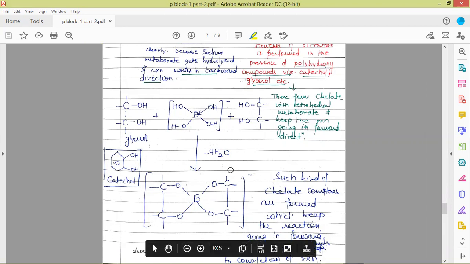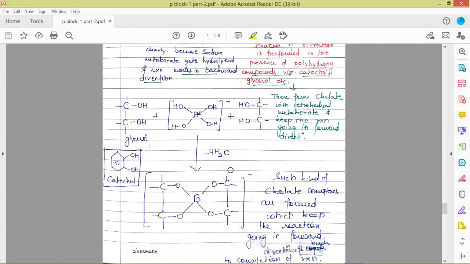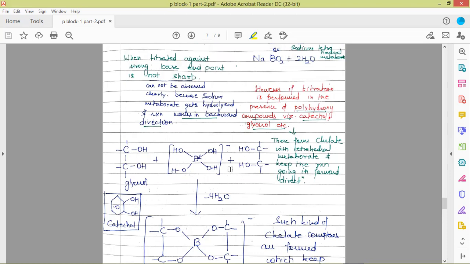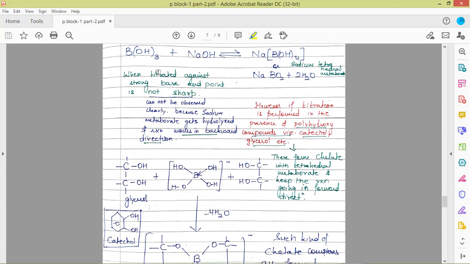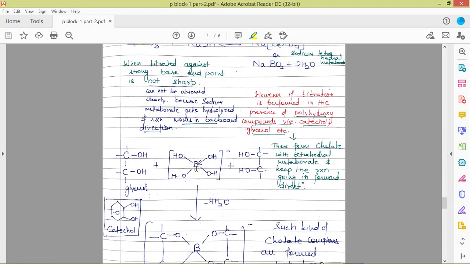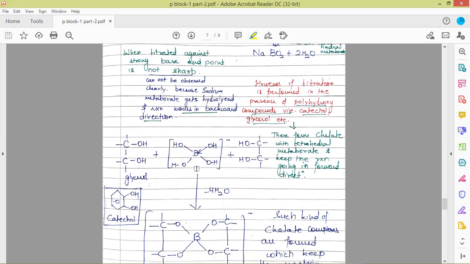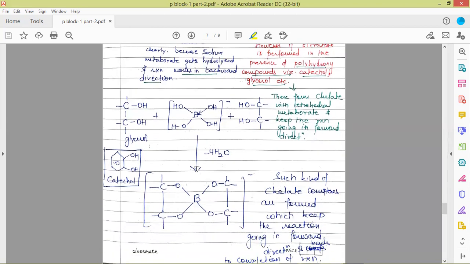and this leads to the formation of this complex, which keeps the reaction going in the forward direction due to the consumption of the sodium tetrahydroxyborate which has been formed, which otherwise would react with water and hydrolyze to give back the reactants, and the endpoint will not be clear. But in the presence of polyhydroxy compounds, this endpoint is clear. The examples of polyhydroxy compounds which are generally taken are catechol and glycerol.